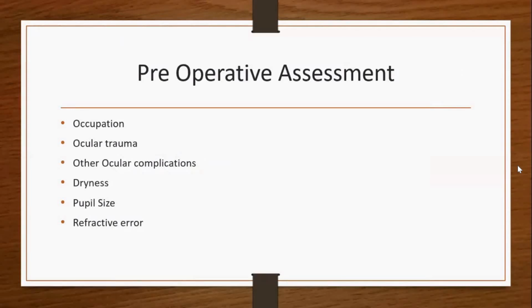Multifocal IOLs, both diffractive and refractive IOLs, have their own inclusion and exclusion criteria. If you take the exclusion criteria, the first point will be ocular trauma, because many of these multifocal IOLs are designed in such a way that they are only placed in the posterior chamber bag. So in that case, you want to be very keen about ocular trauma. You want to ask about ocular trauma, and you want to ask about other ocular complications.